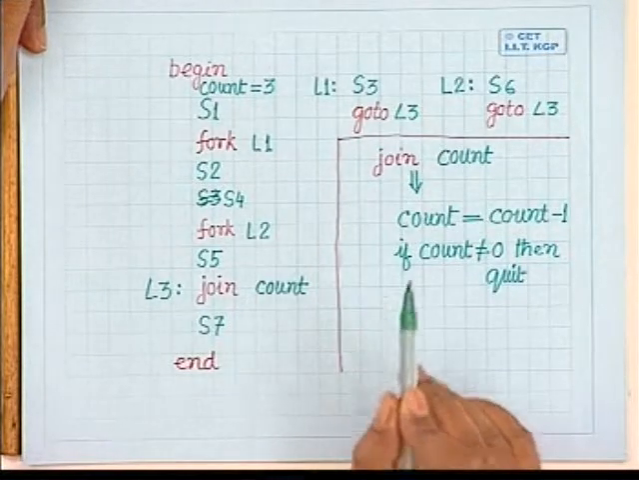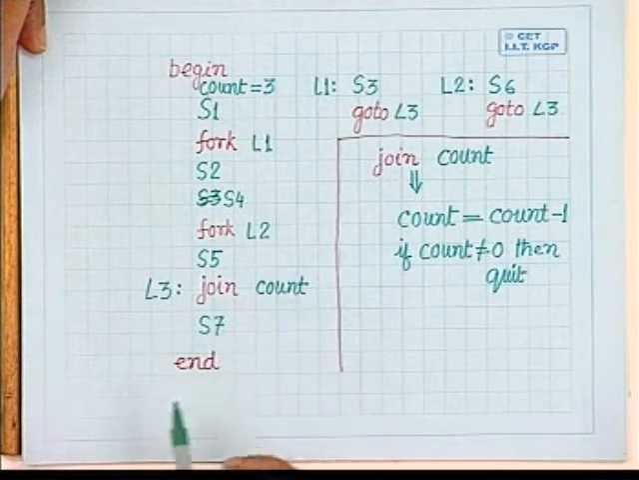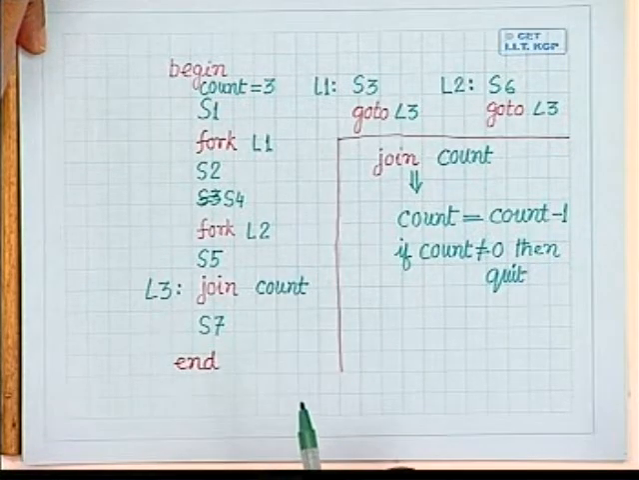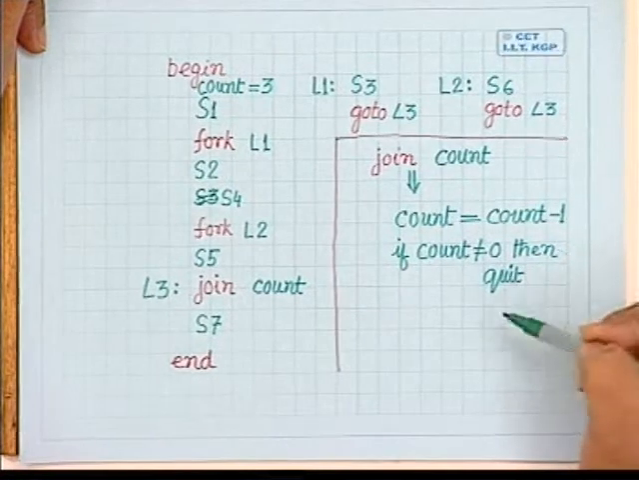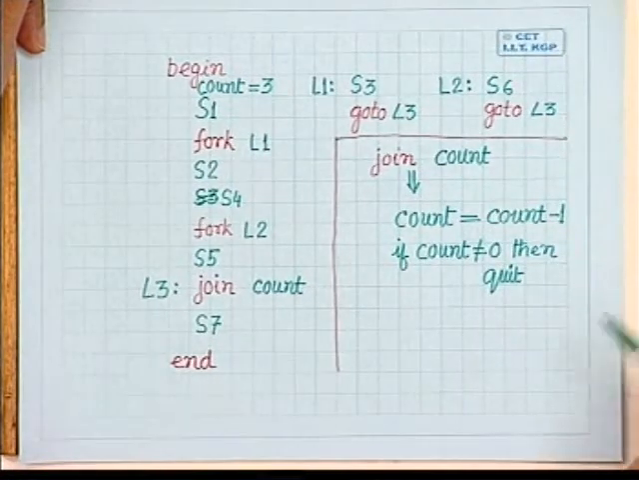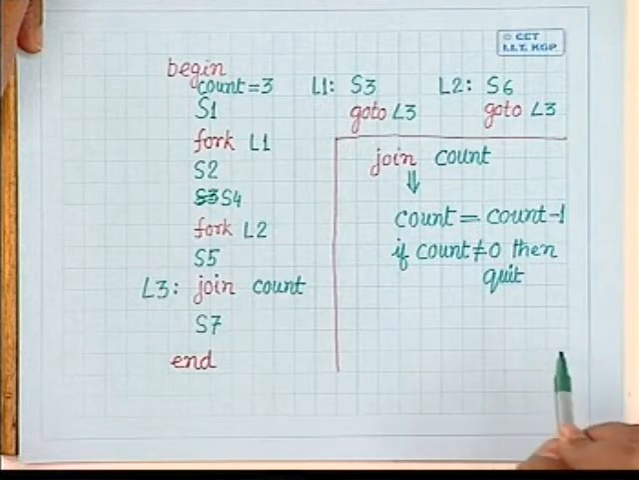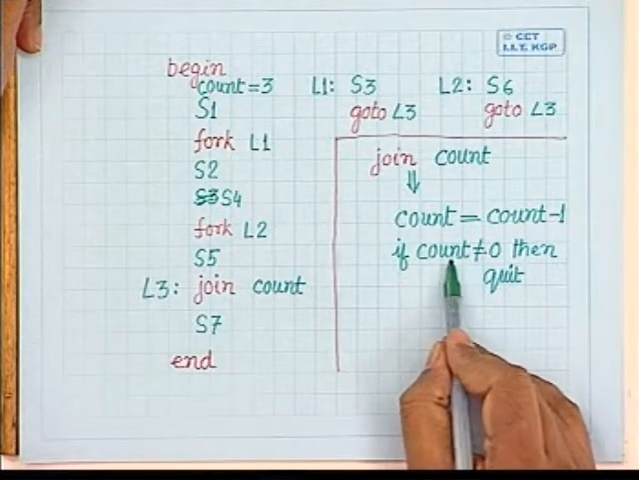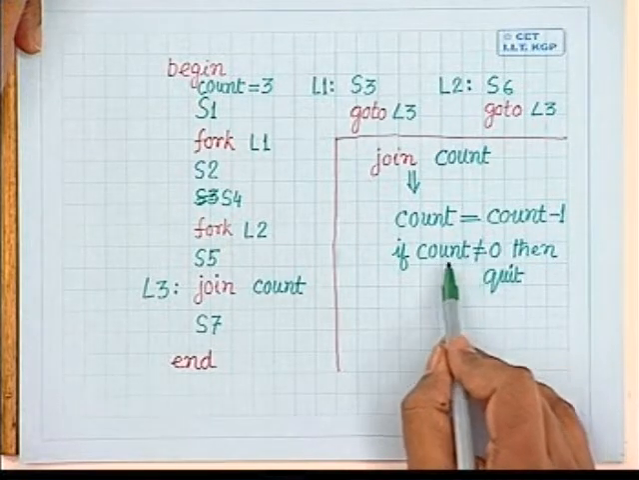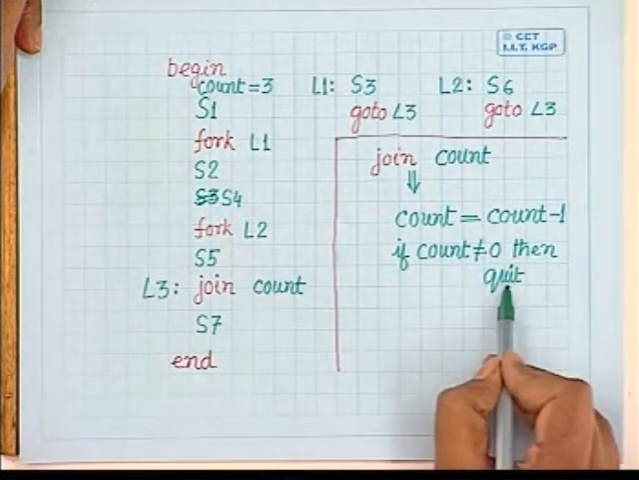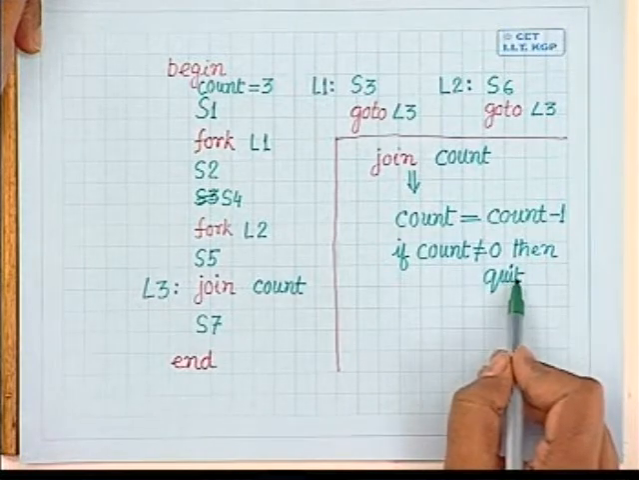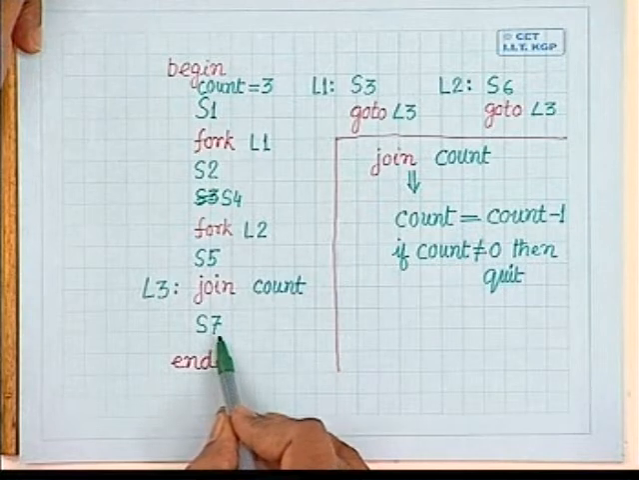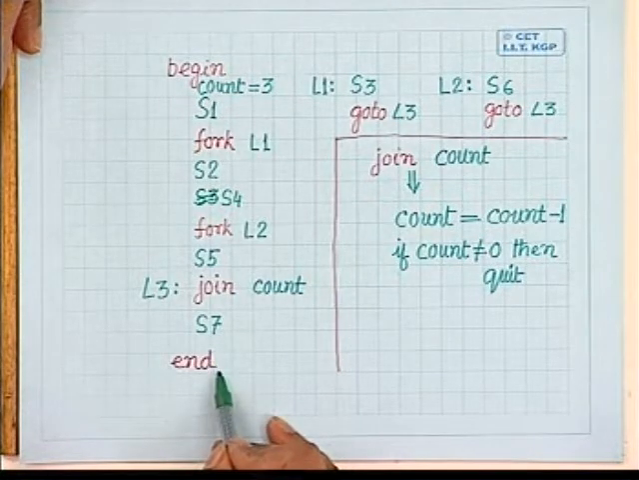Okay. The third process to execute this join count statement will again decrement the value of count by 1. So earlier the value of count was equal to 1. After decrementing, the value of count becomes equal to 0. So the third process finds that count is equal to 0. Because count is equal to 0, the third process will not quit, or will not be terminated. So it is the third process which will execute statement S7 and finally come to the end of the program.